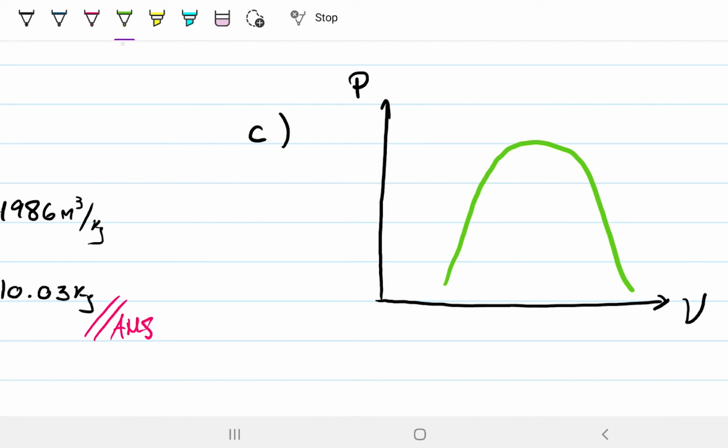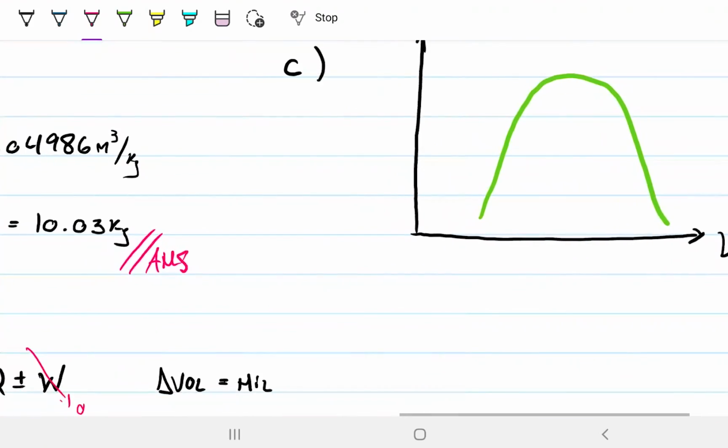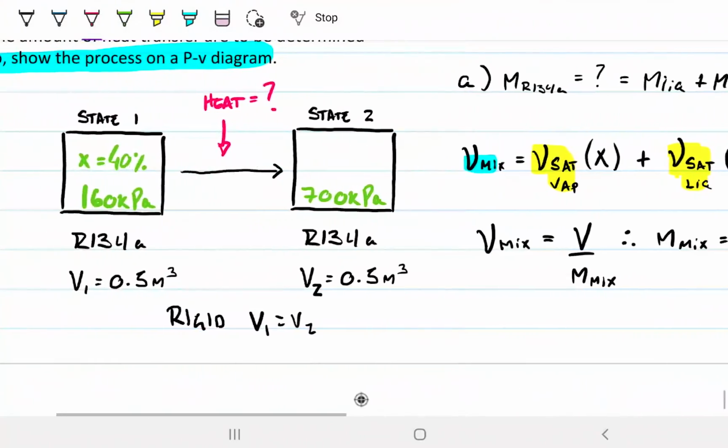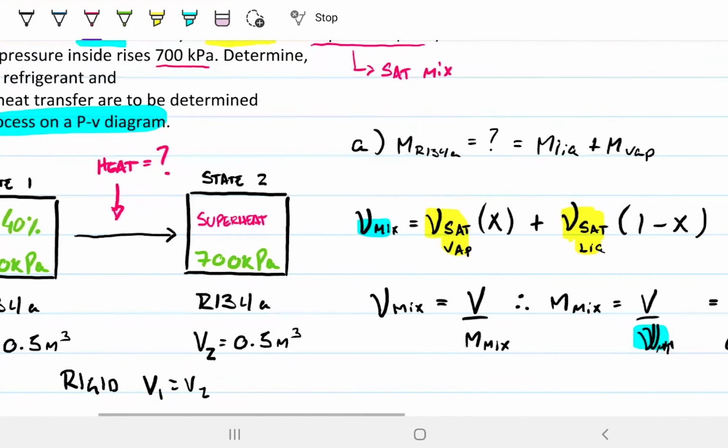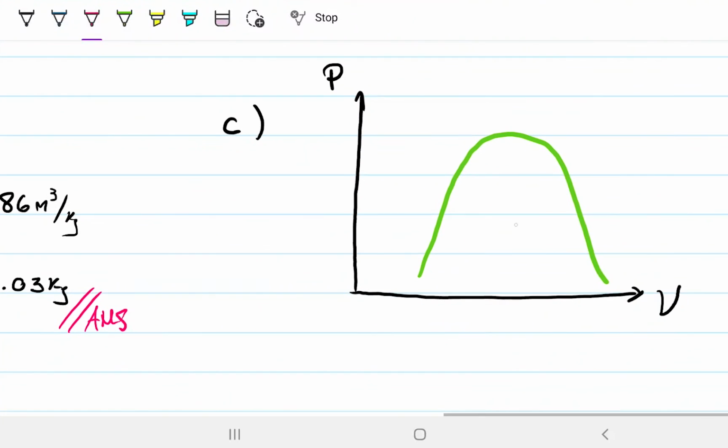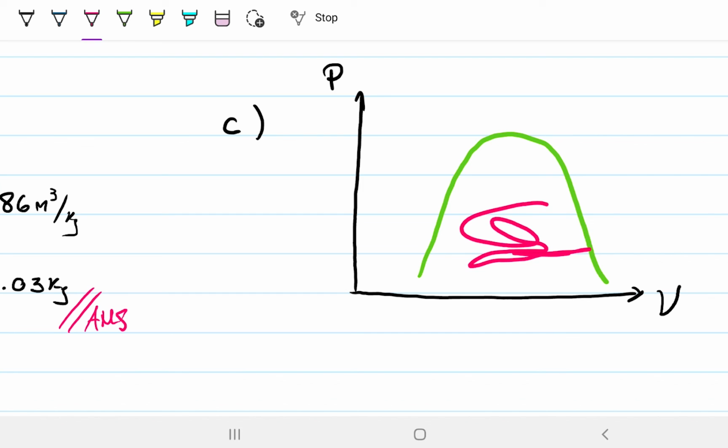And if you recall, we start at state 1. We found out state 1 is a saturated mixture. We knew that from the start because it had a quality. And we found out that state 2 is a superheated fluid. So what's happening is I'm starting inside the dome and ending outside of the dome. But not only that, I'm doing that without changing my specific volume whatsoever. So that means that I cannot travel horizontally here. I can only travel vertically, okay?